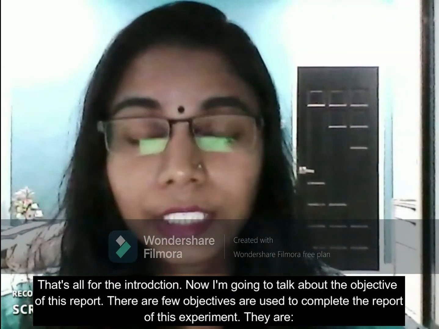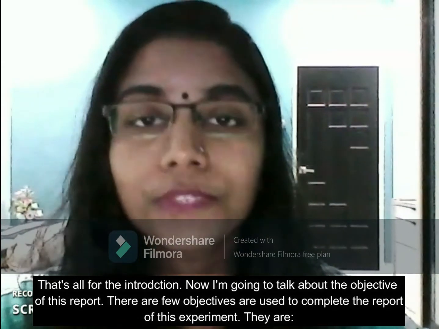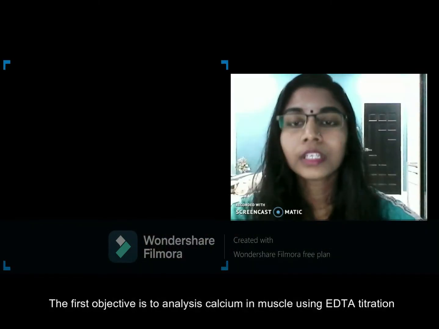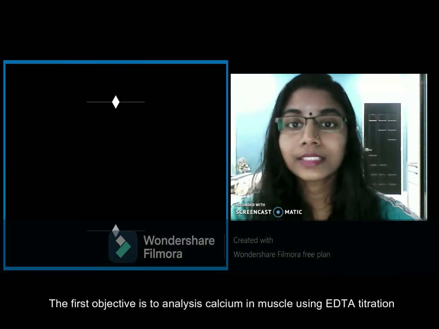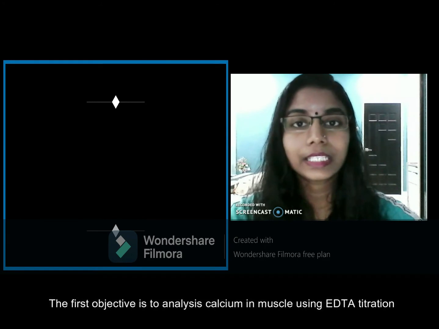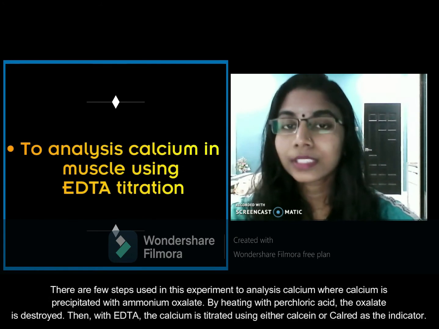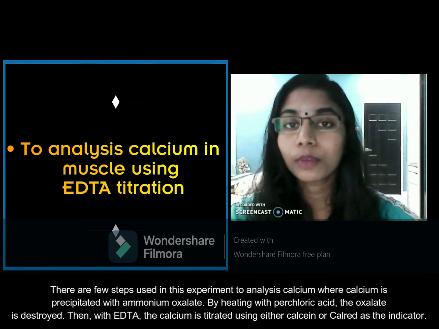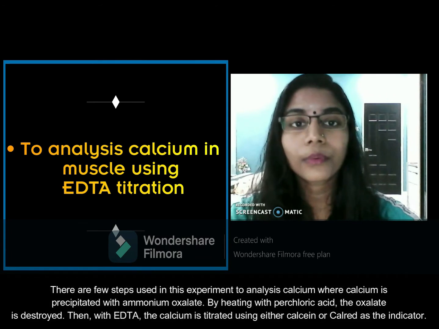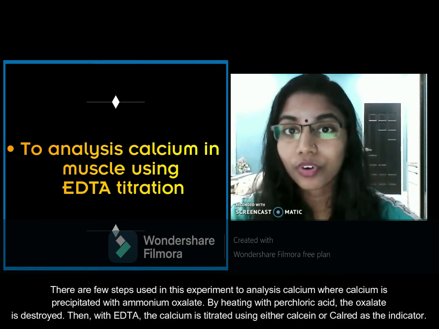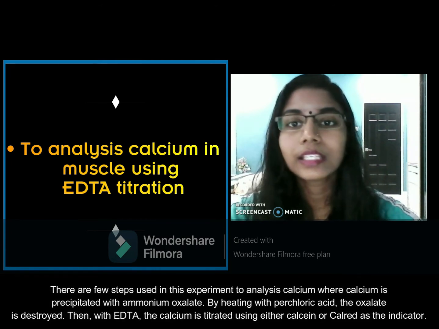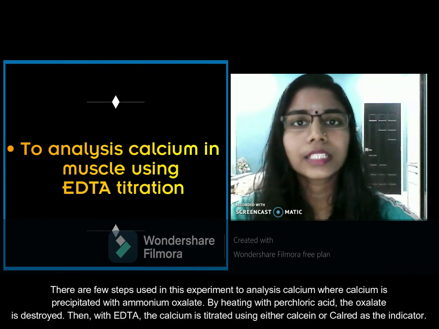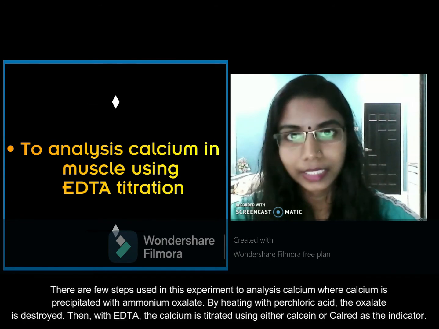There are a few objectives I used to complete the report of this experiment. The first objective is to analyze calcium in muscle using EDTA titration. There are a few steps used in this experiment to analyze calcium, where calcium is precipitated with ammonium oxalate. By heating with perchloric acid, the oxalate is destroyed. Then, with EDTA, the calcium is titrated using either calcein or calcon as the indicator.